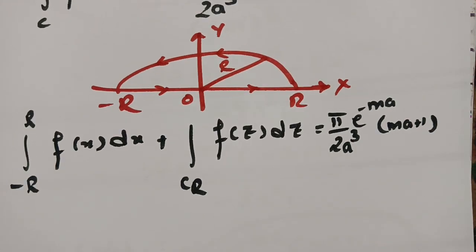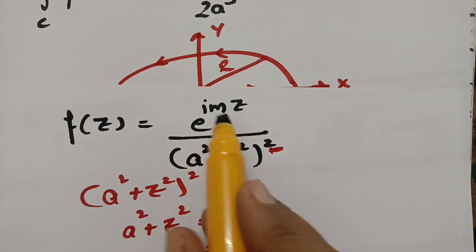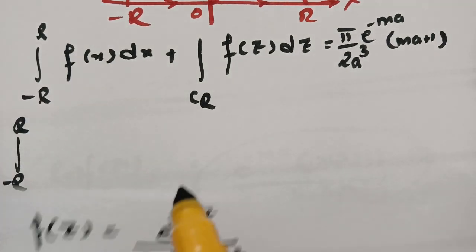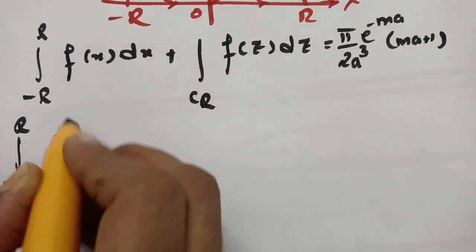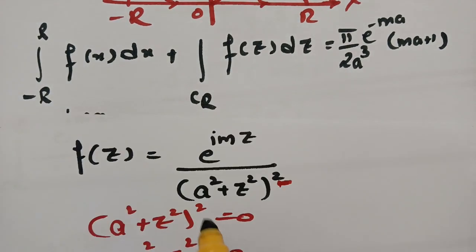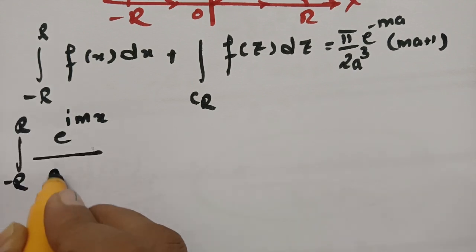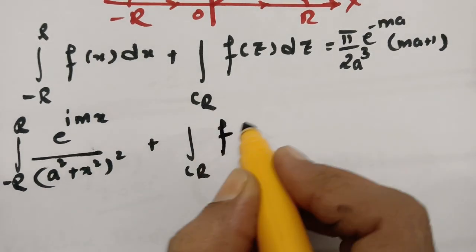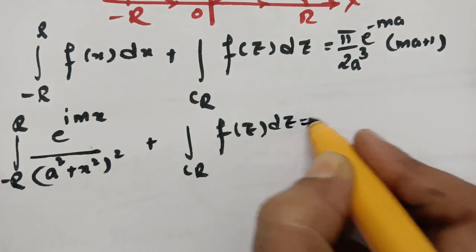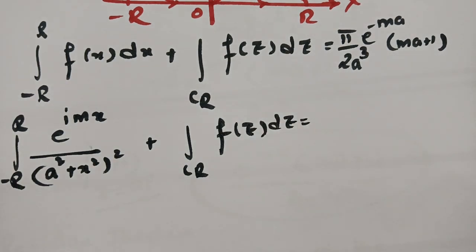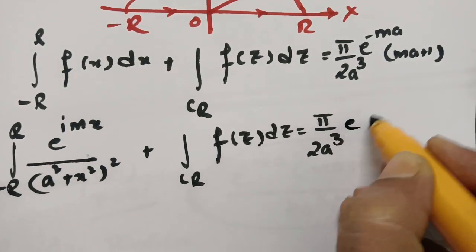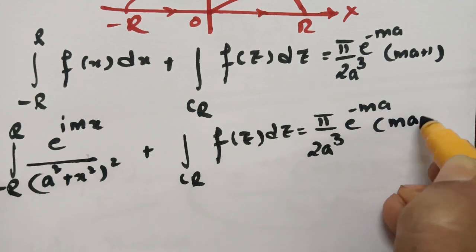Clear? So what is our f of x? This is our f of x value. So I'm writing this as the integral from minus R to plus R, where f of x can be written as e power imx by (a square plus x square) whole square, plus the integral over CR of f of z dz is equal to pi by 2a cube e power minus ma into (ma plus 1).